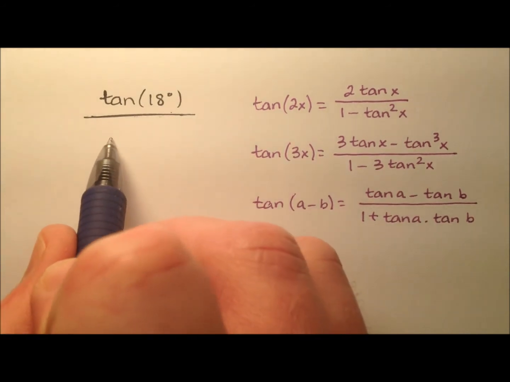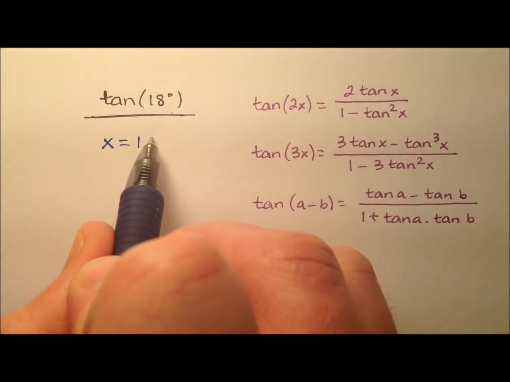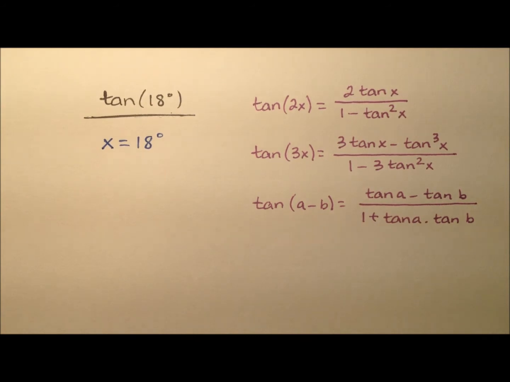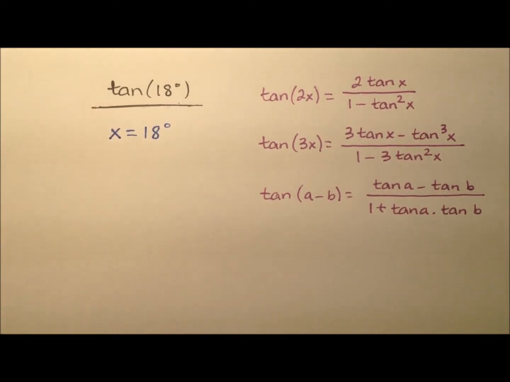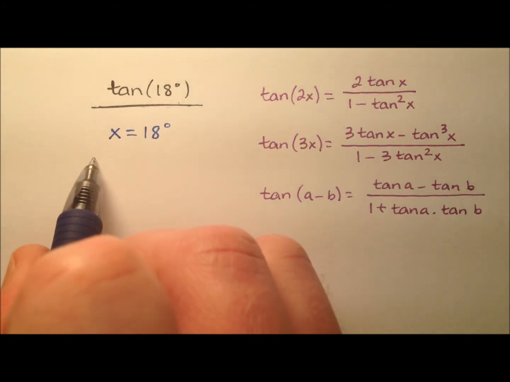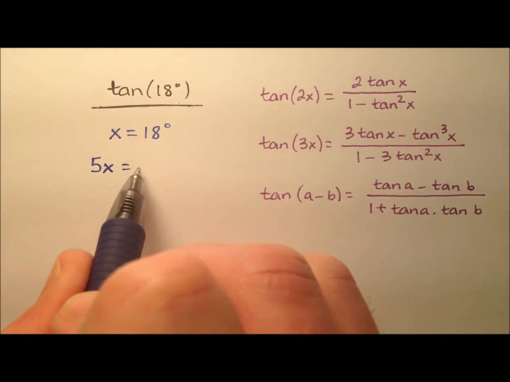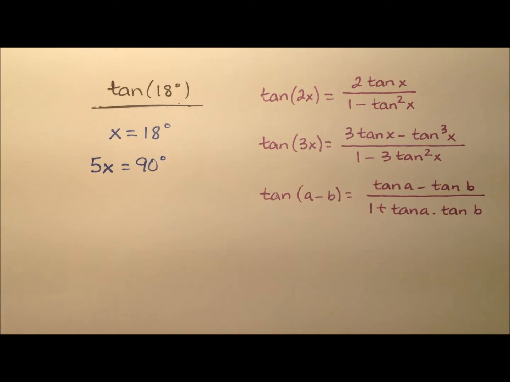I'm going to start by saying x equals that 18 degrees that we're looking for. And so I've created a nice equation so we can use the properties of equality and manipulate this equation. So let's start by multiplying both sides by 5. And so we'll have 5x equals 90 degrees.